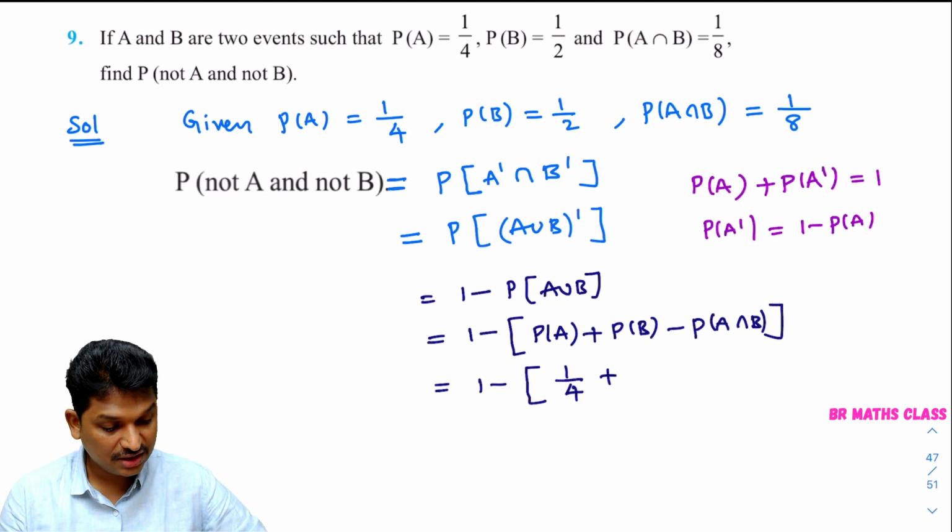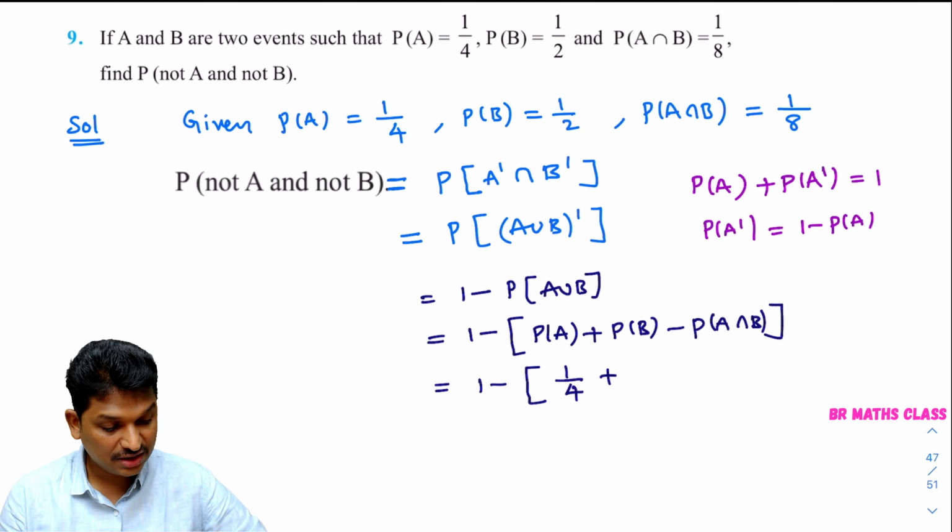Question number 10. You observe events A and B are such that probability of A given, probability of B given, and you observe they given this information, probability of not A or not B. What they are asking, state whether A and B are independent events. See, if probability of A intersection B equal to probability of A into probability of B, if this holds good, then I can say that the events are independent. Otherwise, we'll say that they are not independent. So I need to check this result.